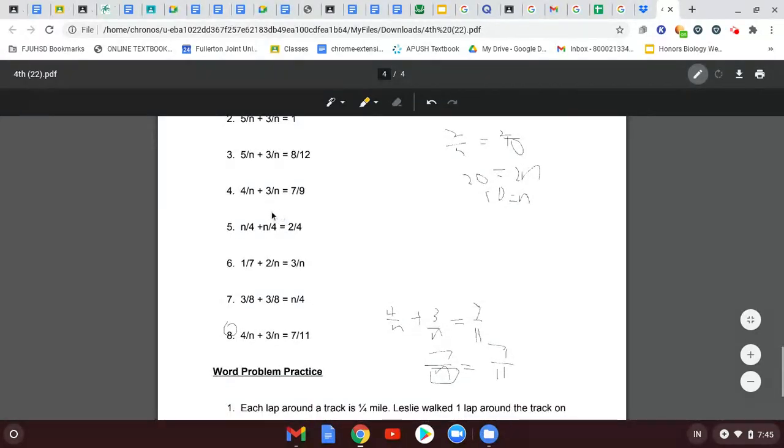I'll do one more on this side. Yeah. So if we add this together, right? So n over 4 plus n plus 4 over 4, right? Since we know the denominator is the same, we can add the numerators, or the numbers on top, okay? So that would be 2n plus 4 divided by 4, equals 2 over 4. Since we know that the 4s are the same, all you need to do is 2n equals 2. Okay? If you divide, that will be n equals 1. Okay?